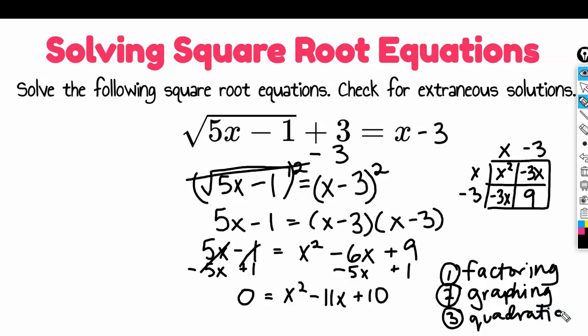Me, I already know what the answer is going to be. So it's what? This will be x minus 10 times x minus 1. So my answers are either x equals 10 or x equals 1. So really quickly, I'm going to show you how you could figure this out in the 3 different ways.